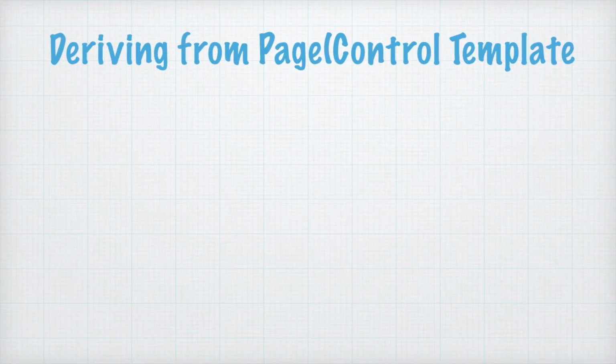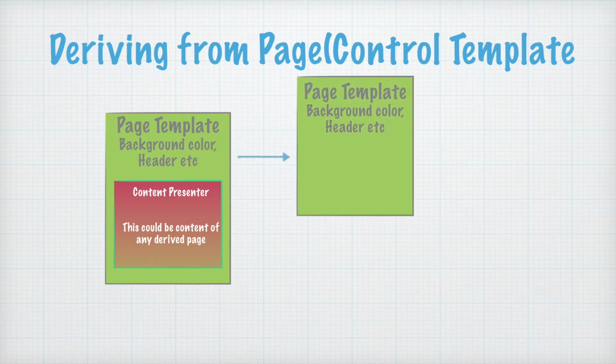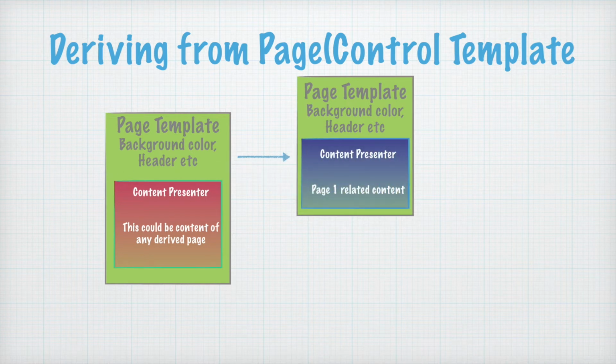Let's take a rather deep dive into that. For example, we have defined this page template with some header, with some background color, and then we kept some area in it so that any page deriving from this template can plug in their own content. So for example, if I derive page 1 from this template, I will have a similar template, but I can inject my own content into the content presenter.